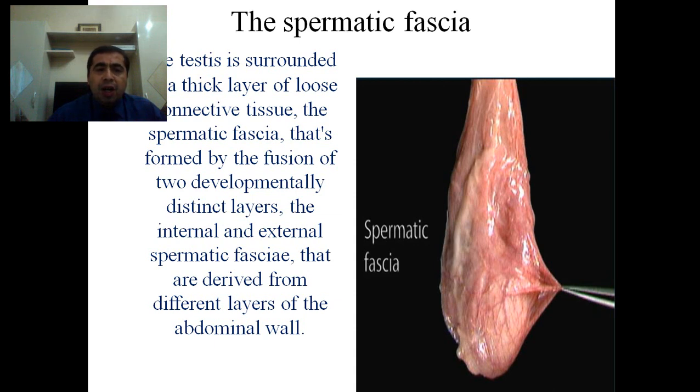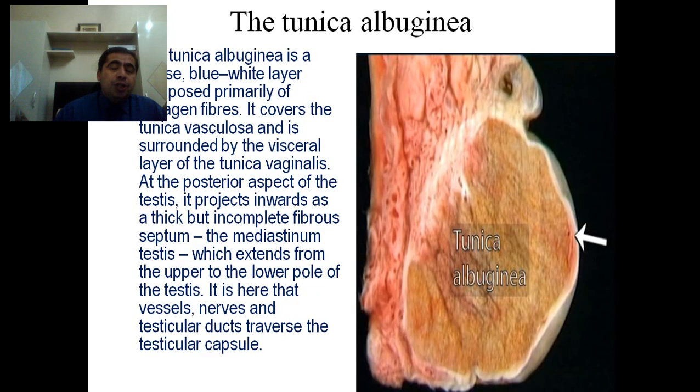The testis is surrounded by a thick layer of loose connective tissue. Of course, it's not so dense. The spermatic fascia is formed by fusion of two developmentally distinct layers, the internal and external spermatic fascia, that are derived from different layers of the abdominal wall, as I have explained before: the superficial fascia of the abdomen, and the transverse fascia of the abdomen, which is thicker than the superficial one.